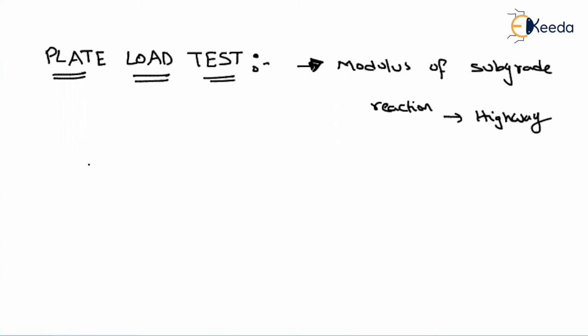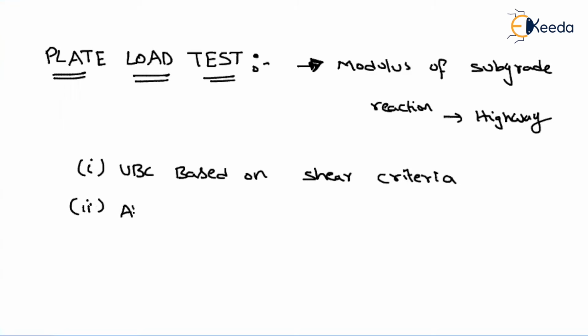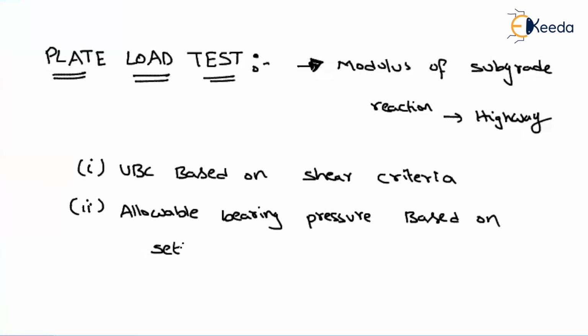So, by using this method, we can find bearing capacity by using three different criteria. First one is, we can find ultimate bearing capacity based on shear criteria. That means, wherever the soil is failed, so that we can consider it as a ultimate bearing capacity. Similarly, we can find the allowable bearing pressure based on settlement criteria. We will see how we'll find out that in the coming videos. And also, we can find out the settlement of foundation.